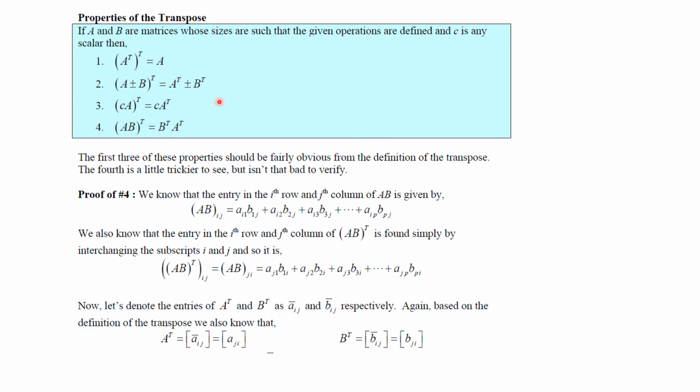Now, 1 through 3 are pretty easy. You should think about it. But let's go through the proof of property 4. All we need to show is that the ith, jth entries are the same. So we know the entry in the ith row and jth column of AB is given by this product and sum. Now, if we interchange the ith row and jth column of AB transpose, what we've really done is the ith, jth thing here is the jth, ith version of the product, which is this.